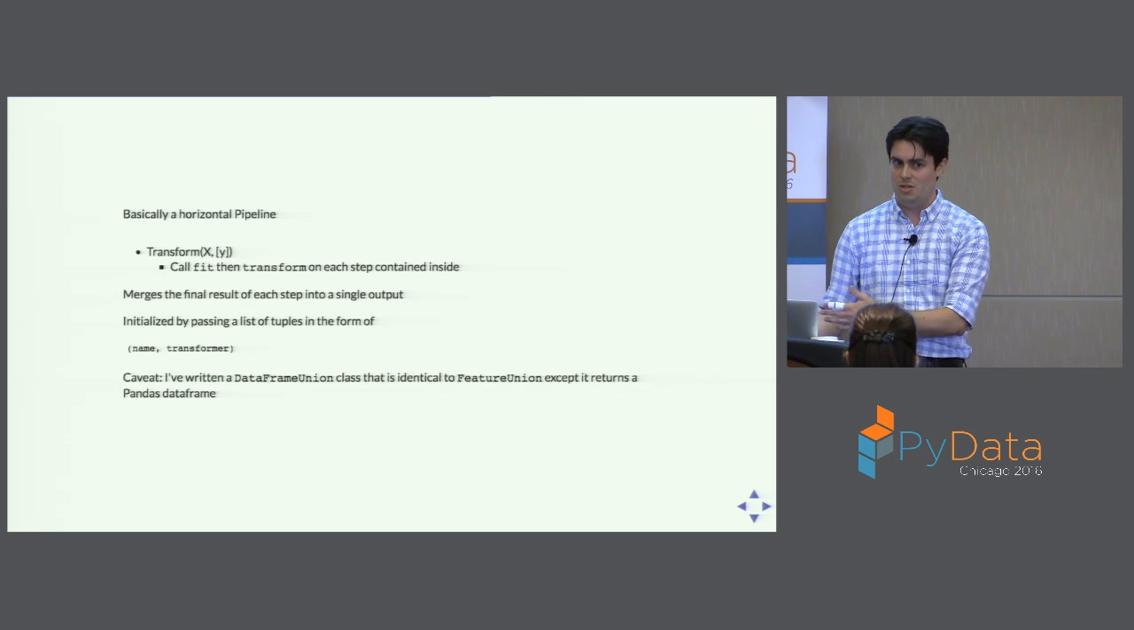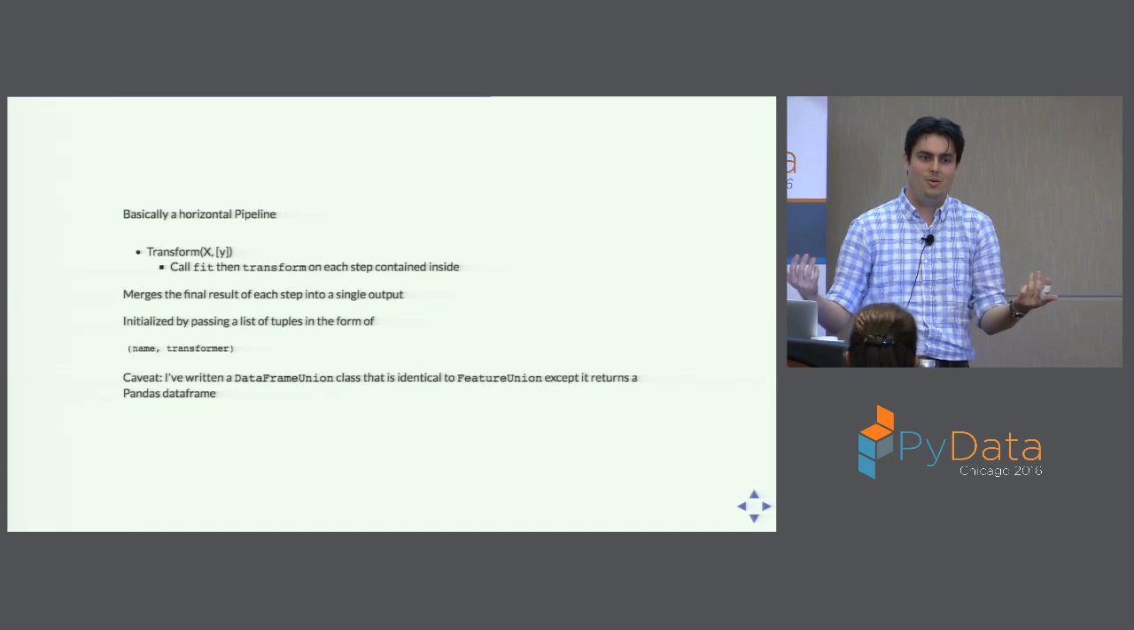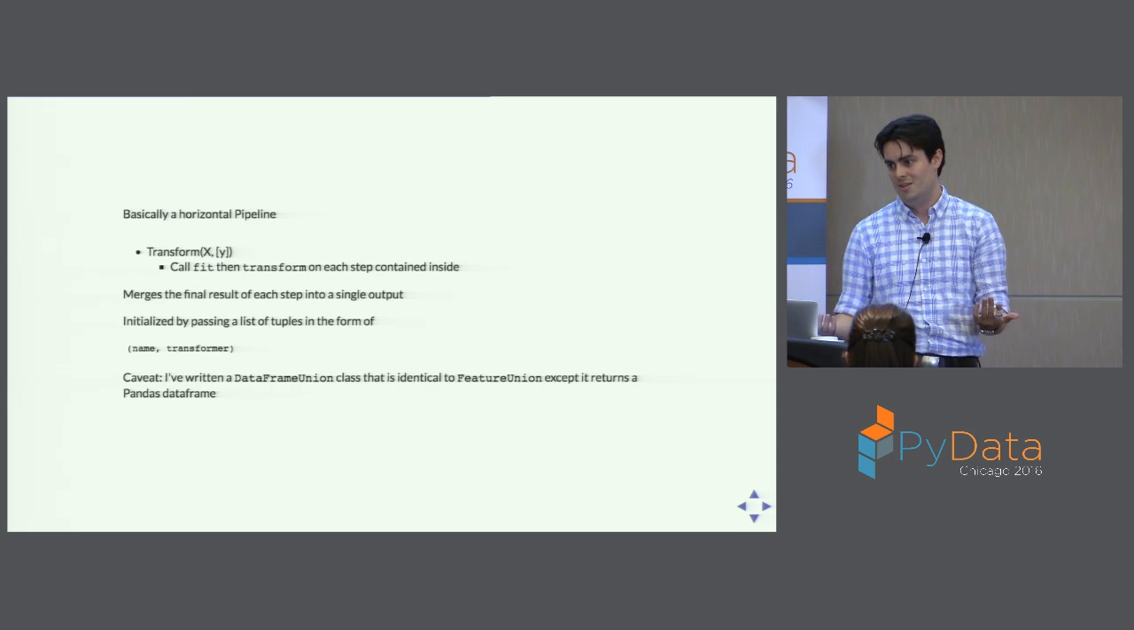It's just the same as feature union. It just outputs a data frame instead of a NumPy array. I find it easier to work with pandas data frames. Is it as performant? I have no idea. I don't really care. I work with small enough data that it's just easier for me.